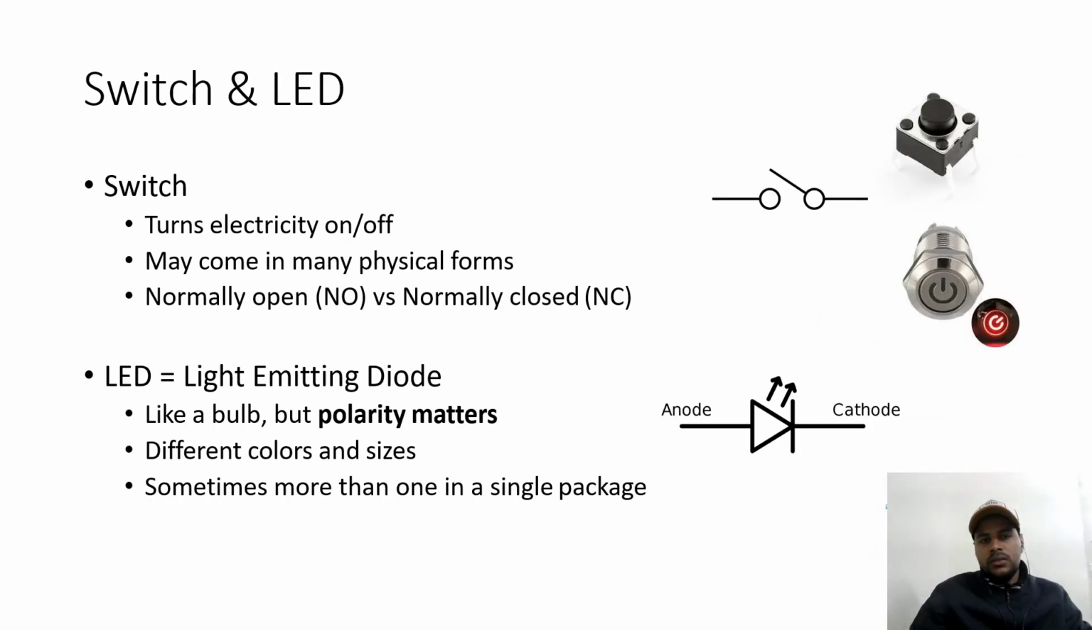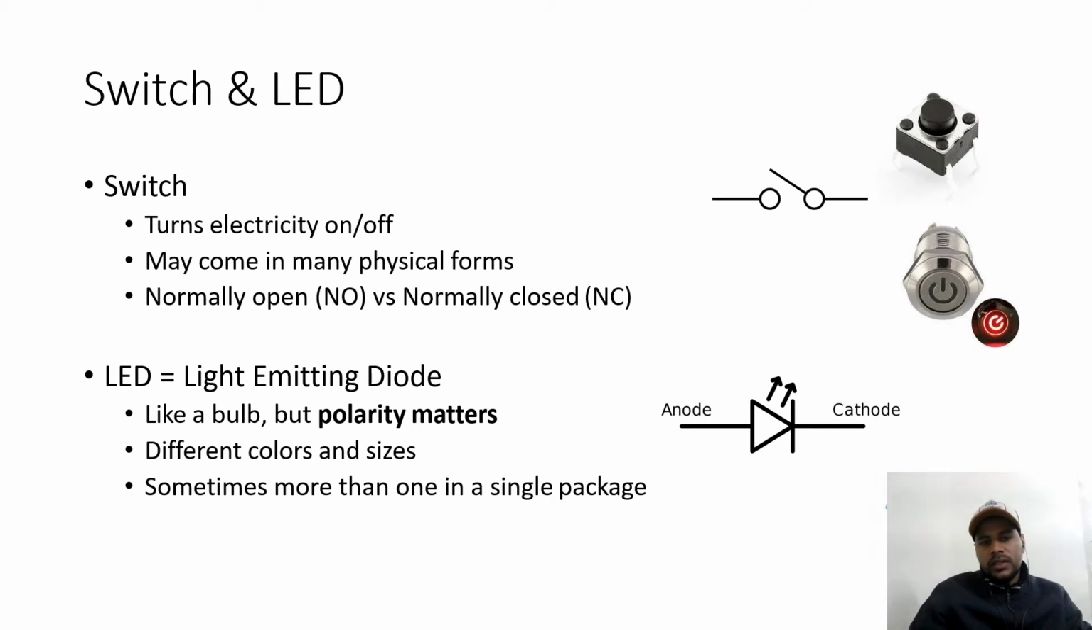Now what are switches and LEDs? Switches, as you must have seen, are just for the purpose of turning electricity on and off. They come in many physical forms. Normally open versus normally closed: when the circuit is closed and when the circuit is open. So normally open and normally closed switches are there.